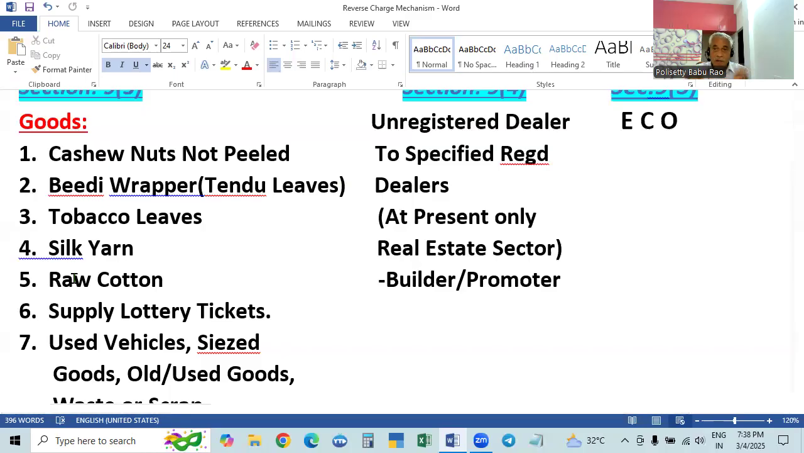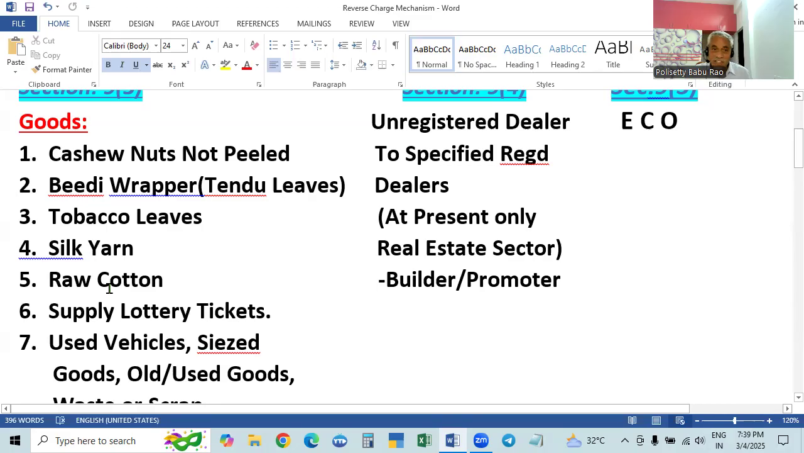and raw cotton, taken from the plants without opening and without taking the cotton outside. That is called raw cotton. And silk yarn: the producers cultivate the silk, from insects, and take the silk without processing it. The raw yarn is called raw silk, or silk yarn. All these are supplied by agriculturists, farmers.